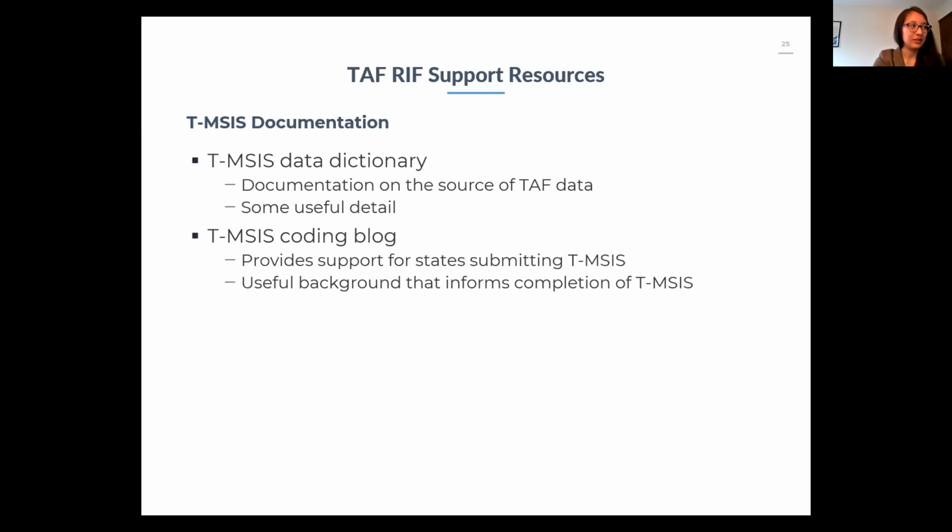Another state-oriented resource is the T-MSIS coding blog. This is available and provides support for states submitting T-MSIS information. I think you can get some pretty useful background that informs the completion of T-MSIS by looking through the coding blog. If you have a question about how well something's completed in the T-MSIS data, search the coding blog. You might see a ton of reports saying this is a priority area, or we're getting questions, this is how you should be completing this. That might be an indicator that the information is not consistently reported in T-MSIS.